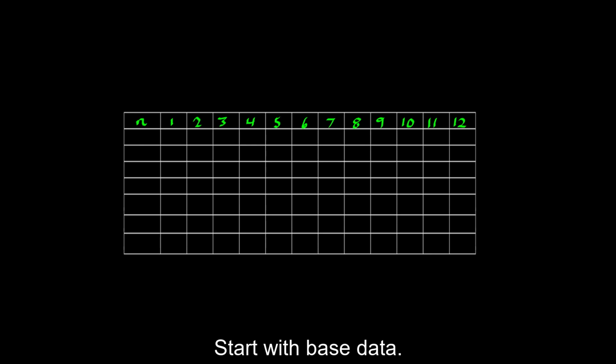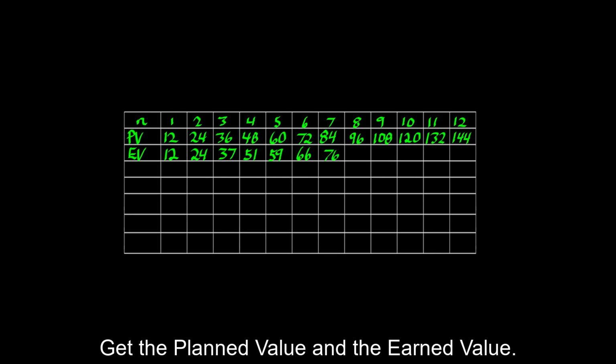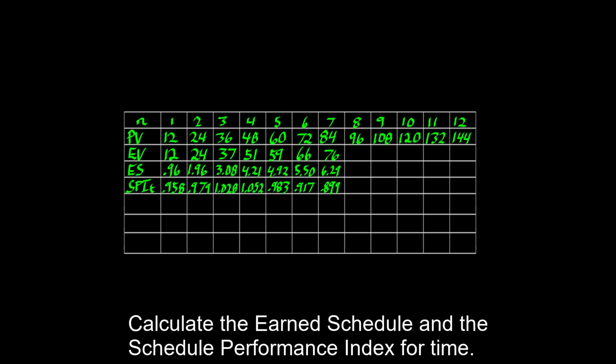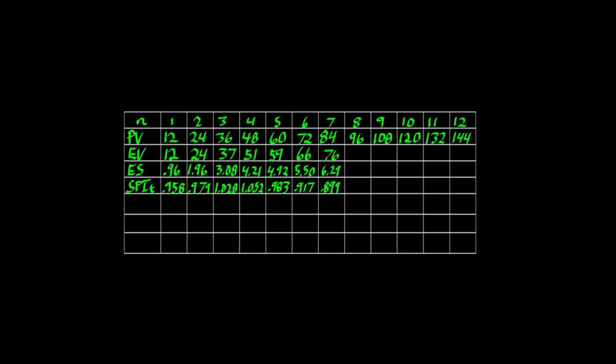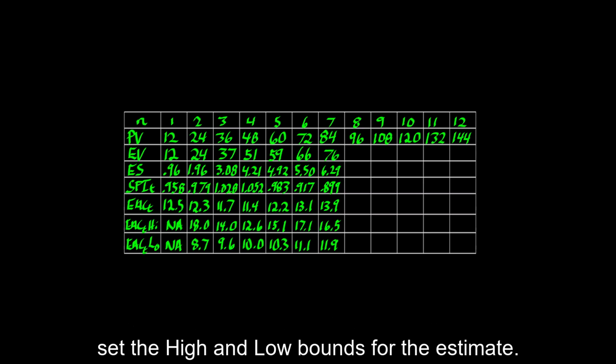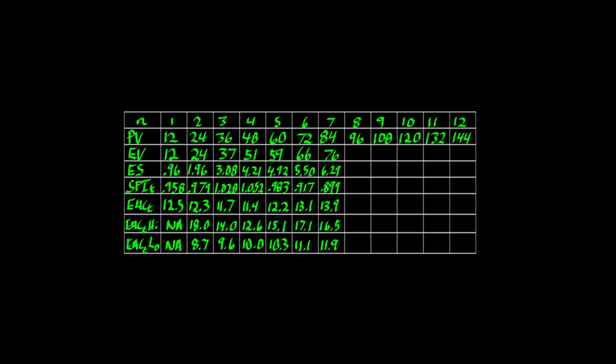Start with base data. Get the plan value and the earned value. Calculate the earned schedule and the schedule performance index for time. Calculate the classic estimate at complete for time. And then use statistical analysis to set the high and low bounds for the estimate.